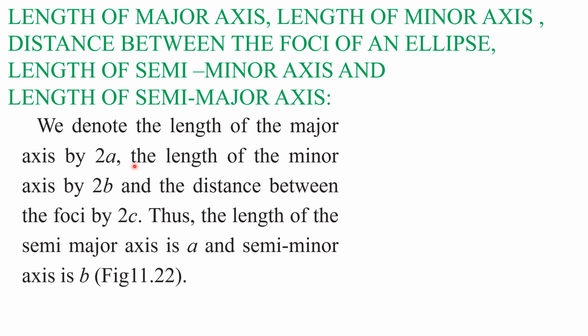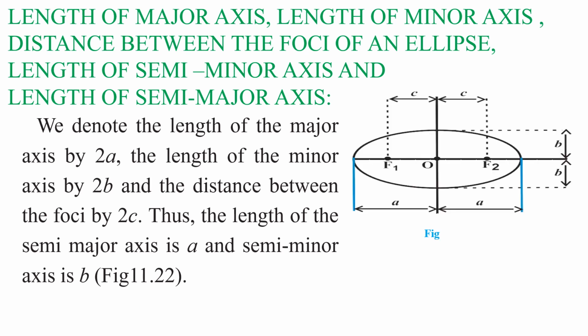So, please remember these points as a formula. Length of the major axis of an ellipse is 2a. Length of the minor axis of an ellipse is 2b. The distance between the foci is 2c. The length of the semi-major axis is a and the length of the semi-minor axis is b. To understand these concepts well, let us take this figure 11.22. See this figure, my children.